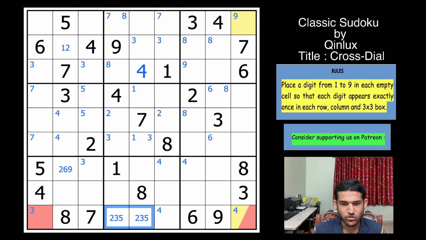So if this is a 4, the 1 goes here, 2 goes here, and 2 is again here. That is something, but I'm able to feel something, but not able to find that.